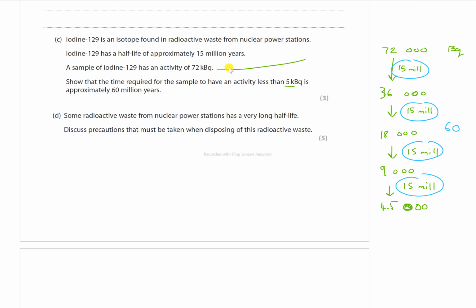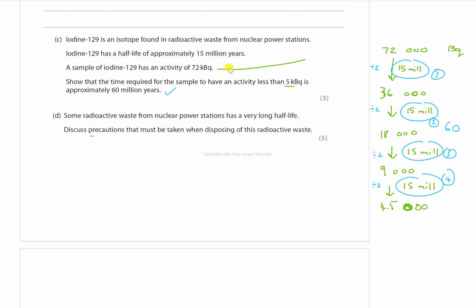So we've shown that it's taken that. Right, we've halved it. So really what I should do is divide by 2 just to make it clear for the examiner. So we've got 4 half-lives. 1, 2, 3, 4. We've shown that. There you go.